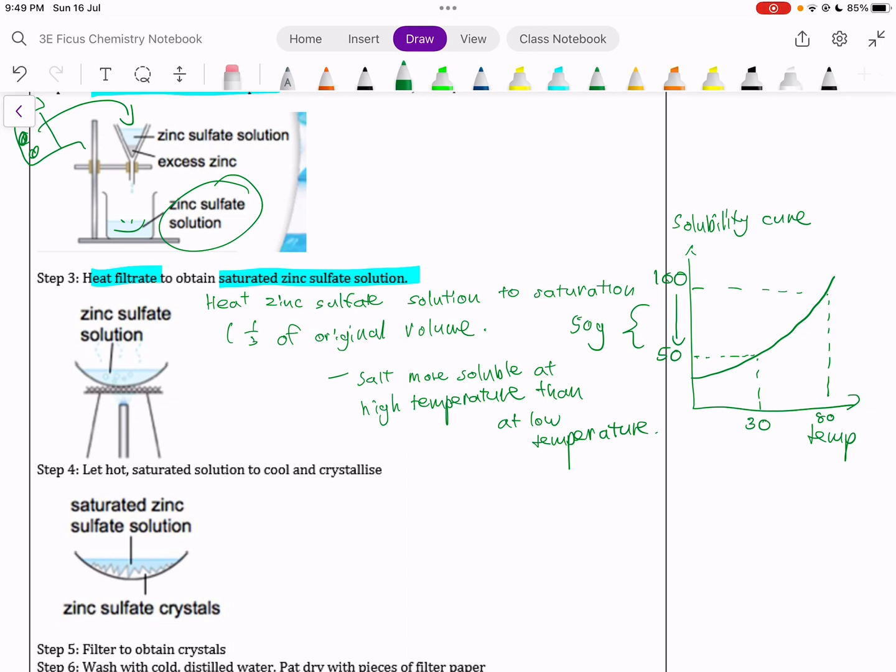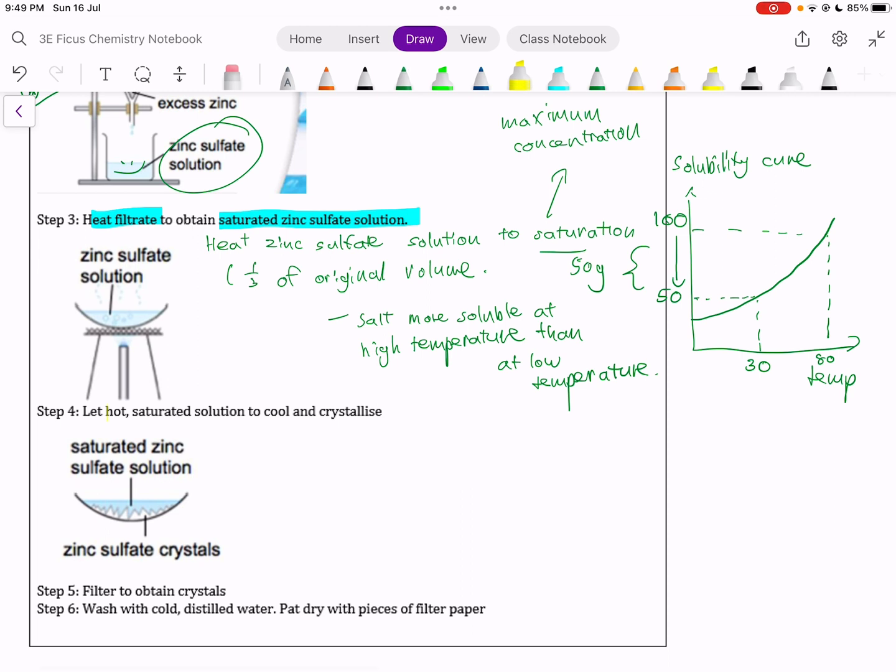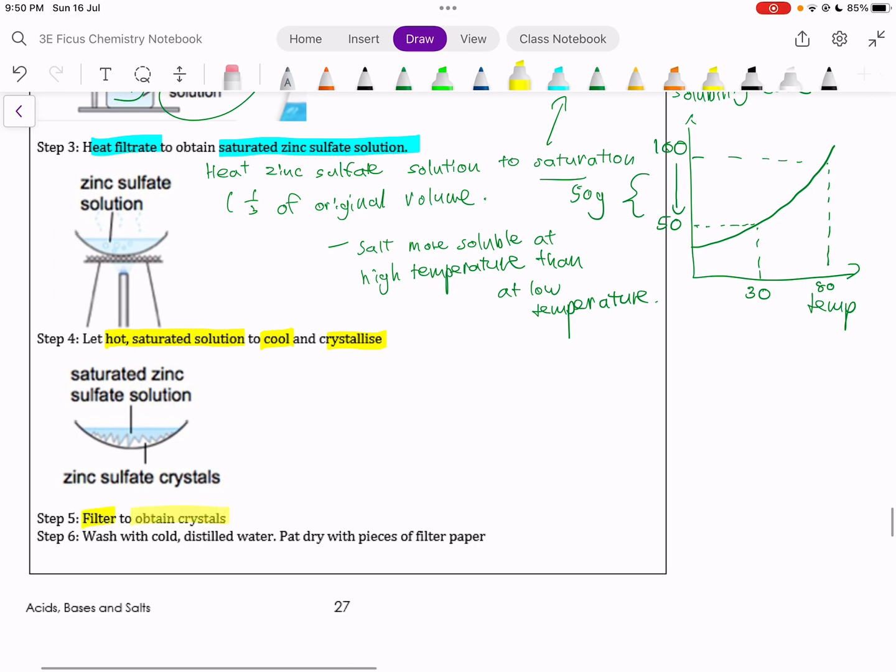Heat the filtrate to obtain saturated zinc sulfate solution. Or otherwise I say, heat the zinc sulfate solution to saturation. That means maximum concentration. That means you dissolve until it cannot dissolve. So that when it cools down, you're trying to vaporize off some of the water, which is the solvent. When it cools down, a certain amount will crystallize out. Then you let the hot saturated solution cool and crystallize, and finally filter to obtain the crystals.